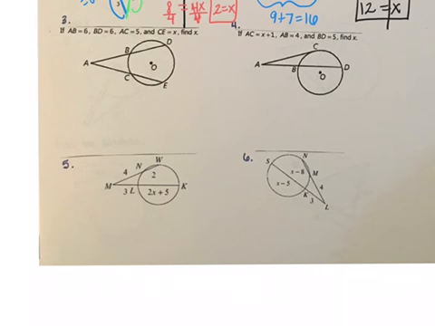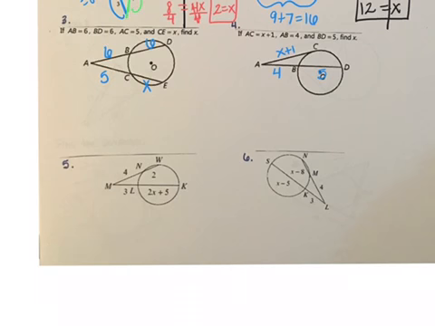The next two, they give us information that we're going to have to put into the image. So we're going to take all this information they give us, such as AB equals 6, and we're going to label that segment. And BD equals 6. AC is 5. And CE is x. On number 4, AC is x plus 1. AB is 4. And BD is 5.